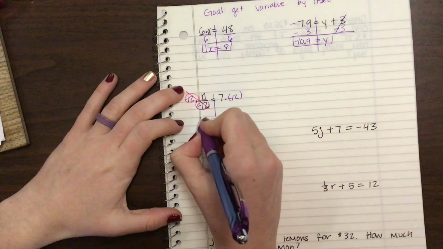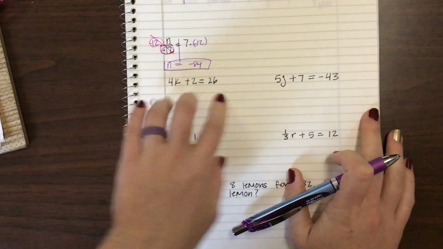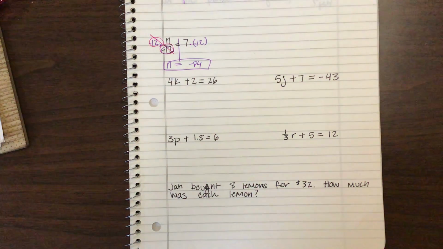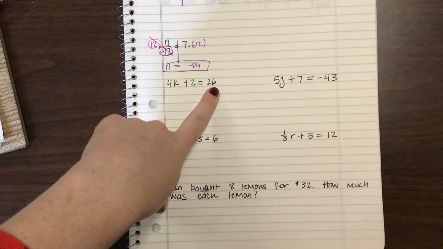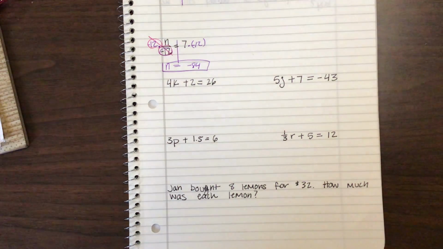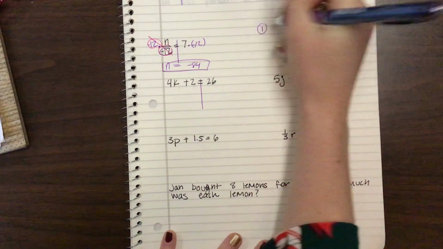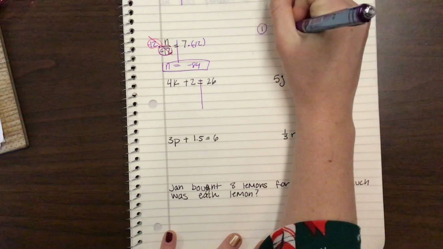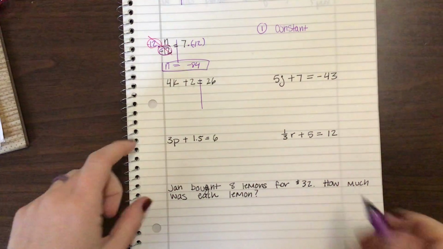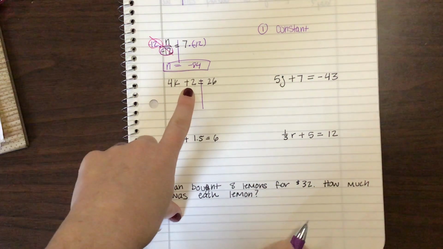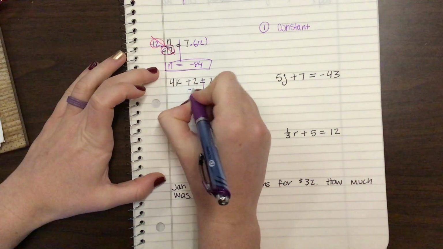All right, what if there's multiple things happening? Let's talk about that. So I have 4k plus 2 equals 26. I just want to know what k is by itself. So the first thing I undo is the constant. So whatever you're adding or subtracting. In this case, I'm adding 2. I'm going to undo that by doing the opposite, which is subtracting 2.